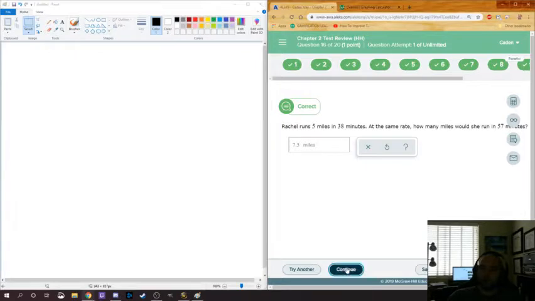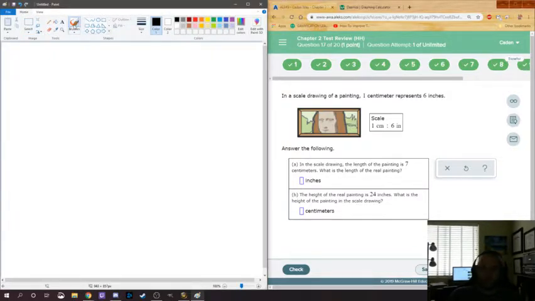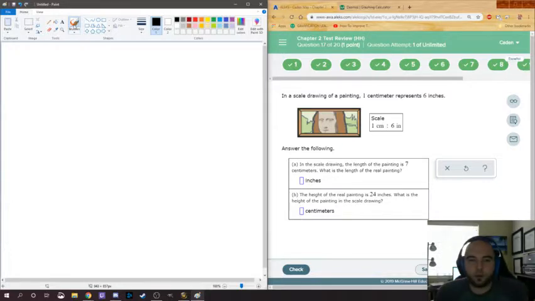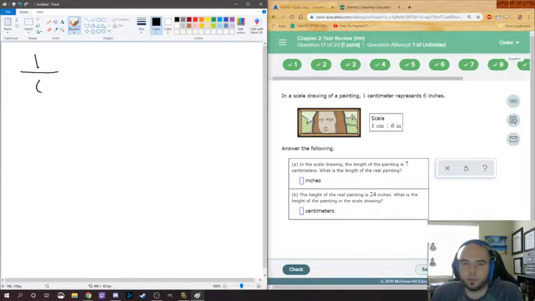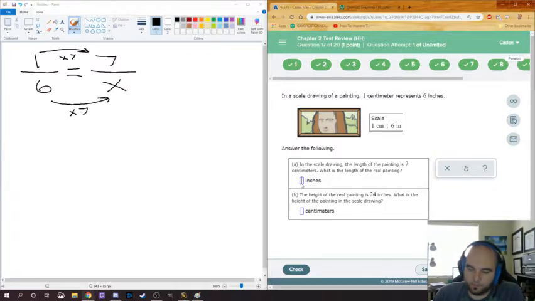Okay, next problem. Alright, this one is yet another one. Now, a lot of people have been doing this with mental math. You could do this one without mental math too, so I'm gonna do it with the actual math. It says the scale of the painting is 1 centimeter to 6 inches. In the scale drawing, the length of the painting is 7 centimeters. How many real inches is that? Now, this isn't too hard to figure out. You don't even need to cross multiply. If you can figure out what turns 1 into 7, you can figure out how to change 6. 1 times 7 makes 7, so 6 times 7 makes the new number, 42.